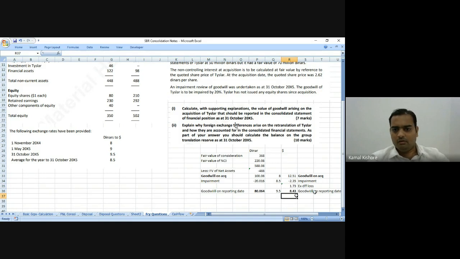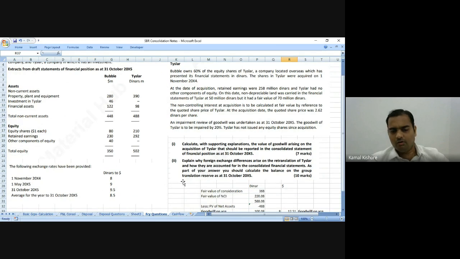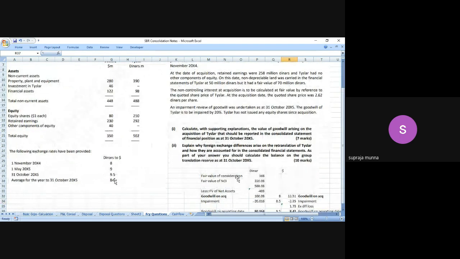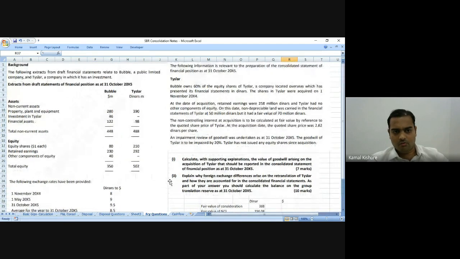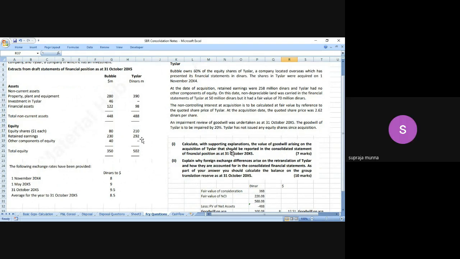Then, as part of your answer, you should also calculate the balance on the group translation reserve. Now, this is something that you can do by yourself. Basically, you have to convert this from dinars into dollars and see what's the difference. It will be calculated only based on the reporting date, right? Yes. But understand, you have to calculate the PNL also. 292 minus 250, that PNL you will calculate at the average rate.